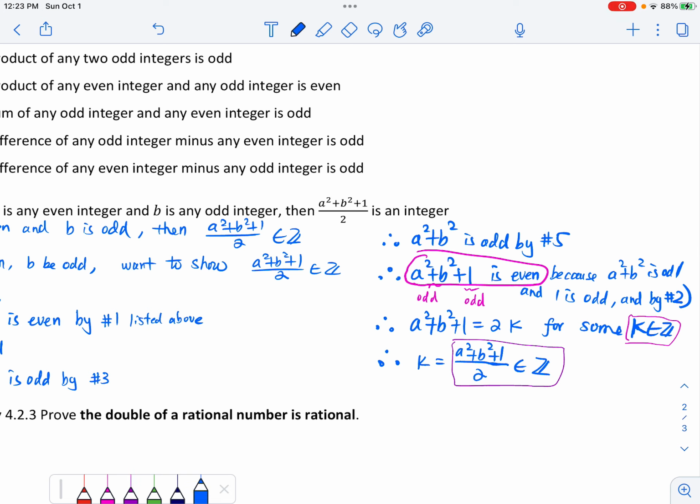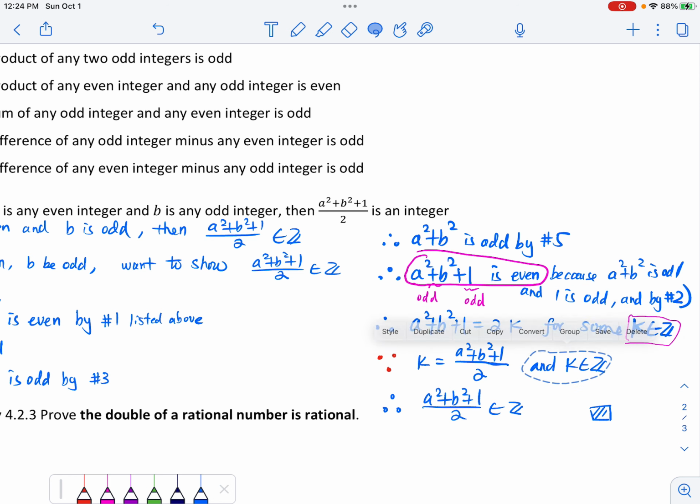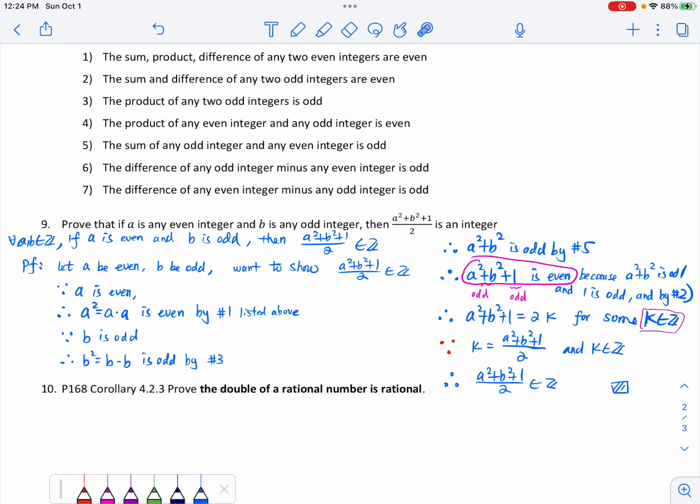So now we just write one more step: this is an integer, and then we are done. The only thing I think I need to revise: because k can be written as a squared plus b squared plus 1 over 2, and also k is an integer, I actually want to break this into two. K is an integer. Therefore this is an integer. So you can see that sometimes even when I write my proof, I have to make a little adjustment so that the flow of the argument is the best.